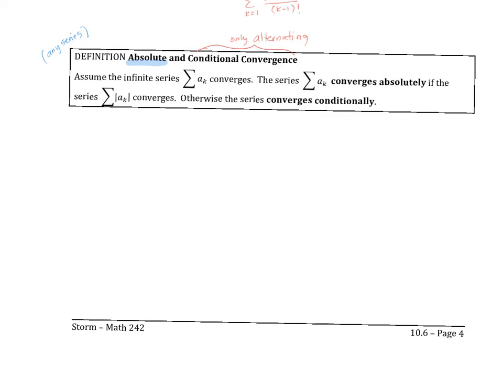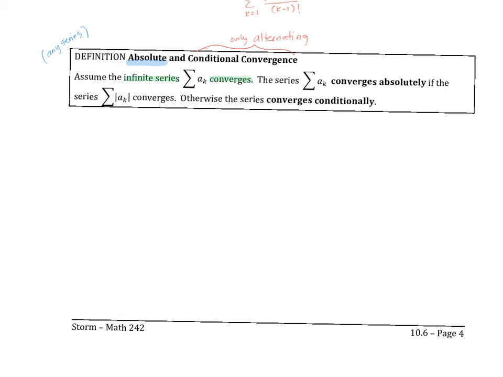We'll go ahead and look at this definition first. So let's say we have an infinite series and it converges. Now this a sub k is any series. It could be alternating, and in that case, the negative one is included in the a sub k, or it could be a series that is not alternating.